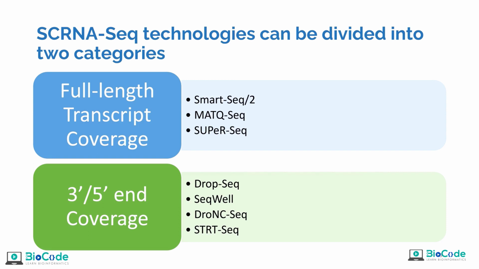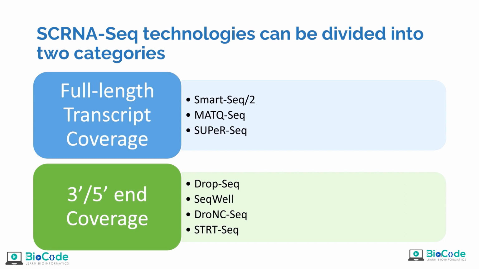The technologies that do this kind of work are Drop-seq, Seq-Well, STRT-seq, 10x Genomics, and other Drop-seq technologies. These are also known as droplet technologies. There is going to be a proper video on 3' and 5' end coverage sequencing technologies, so don't worry about it if you don't understand them thoroughly yet.